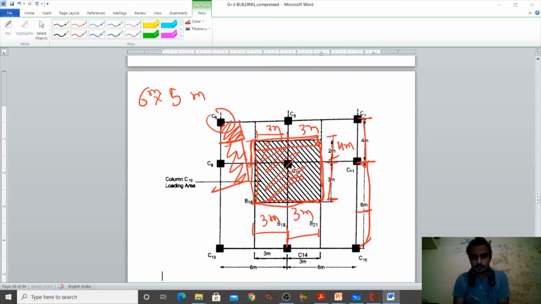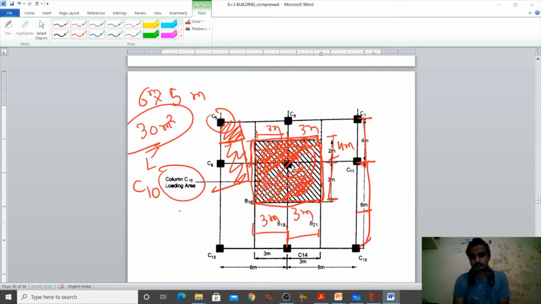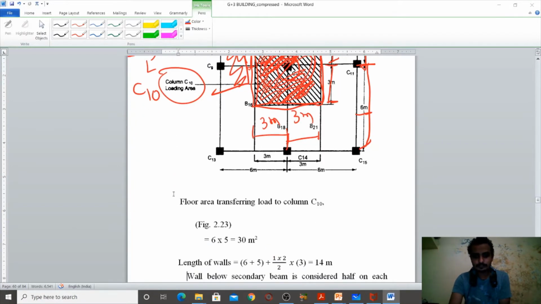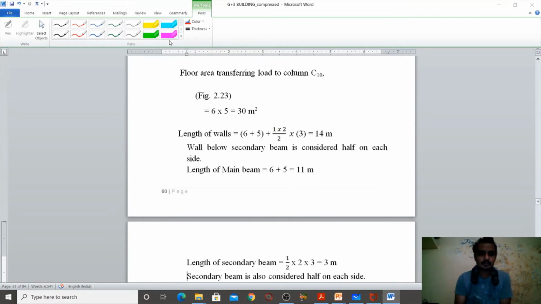So this much load on this slab, this concrete, is applied on column 10. 6 by 5 means 30 square meter area. This load is applied on column 10. Column 10 loading area, okay, simple. So the floor area transferring from column 10 is 6 by 5, 30 square meter.